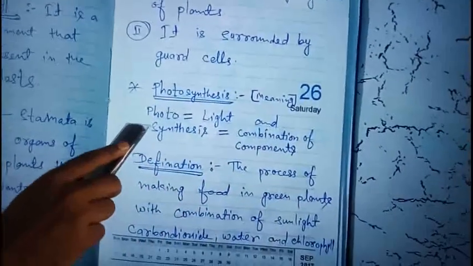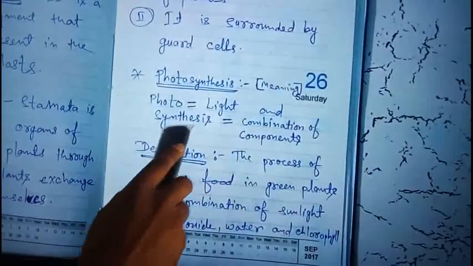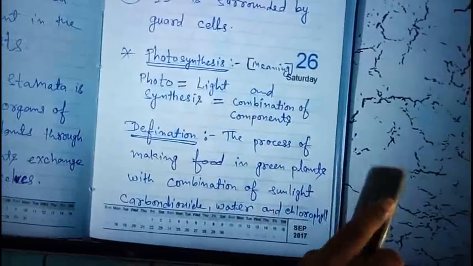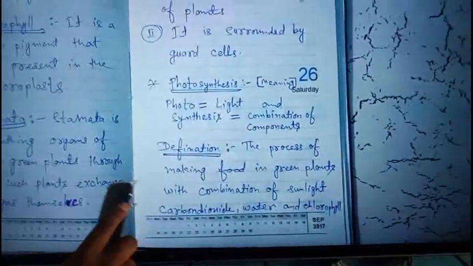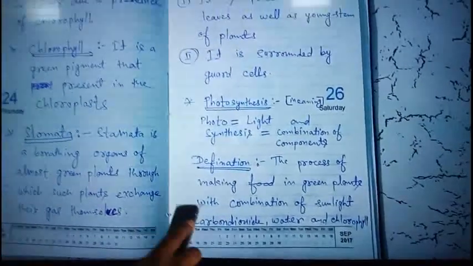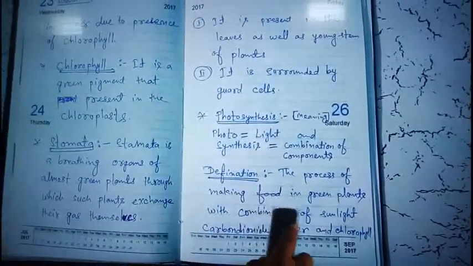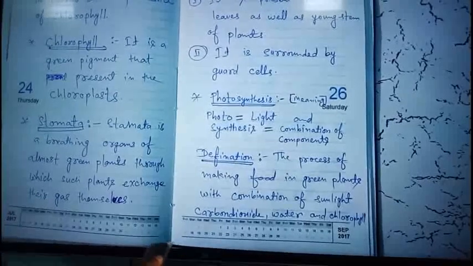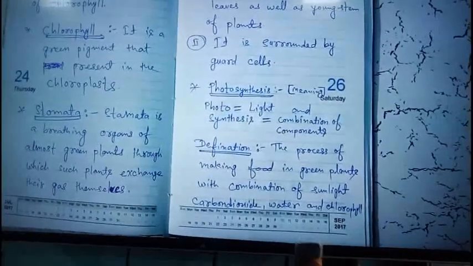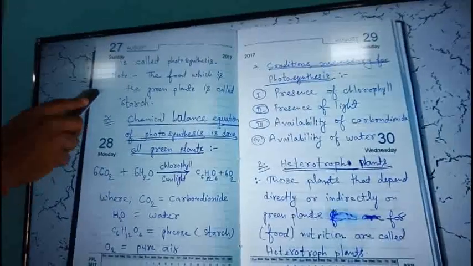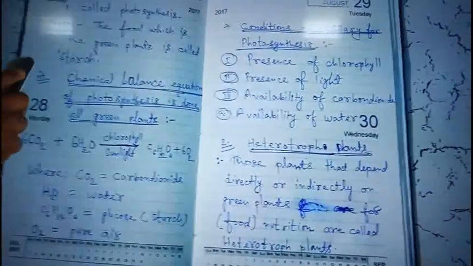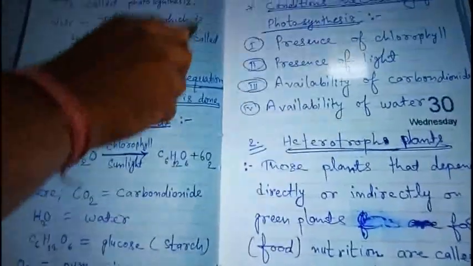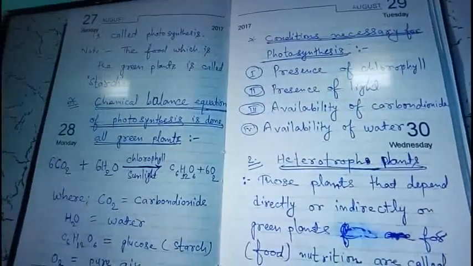Let us discuss photosynthesis. Photo means light, and synthesis means combination of chemical components. Definition: the process of making food in green plants with a combination of sunlight, carbon dioxide, water and chlorophyll is called photosynthesis. It is noted that the food made in green plants is called starch.